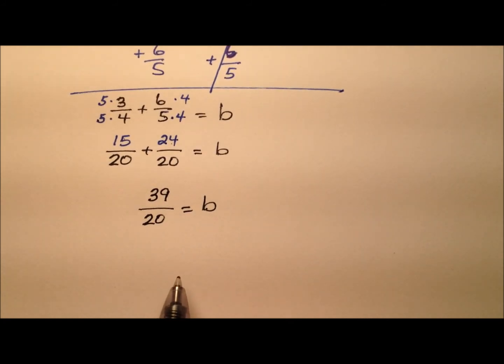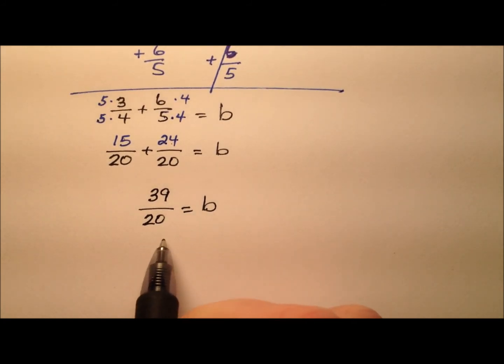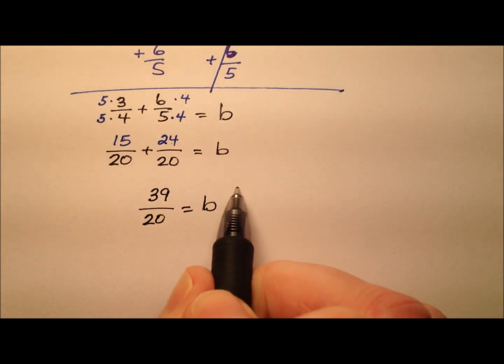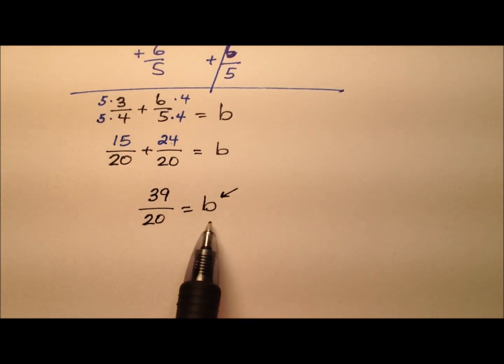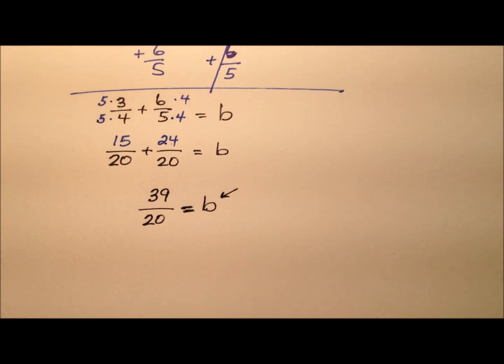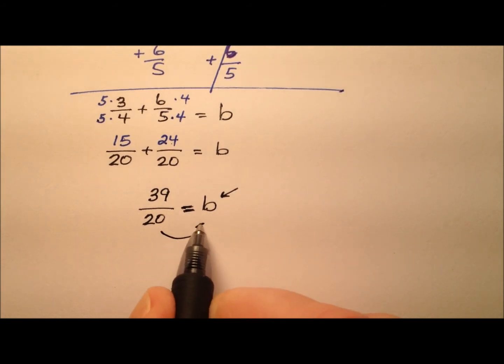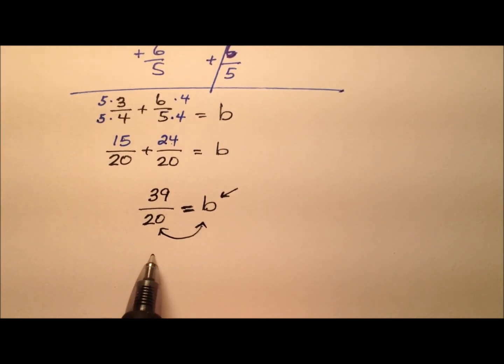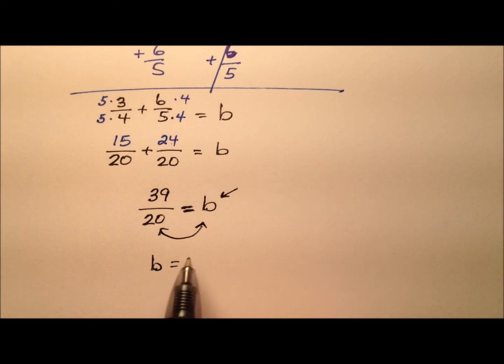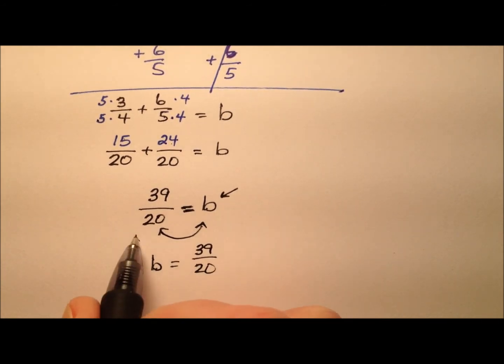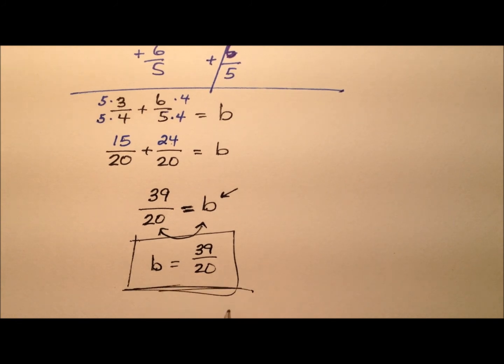And one last step we could take if you wanted to. Sometimes we don't like to see this variable isolated on the right side of the equation. Sometimes we like to see it on the left side. So I'm going to go ahead and exchange the two sides of this equation. I'm going to say b equals 39 over 20. And that's our solution for b.